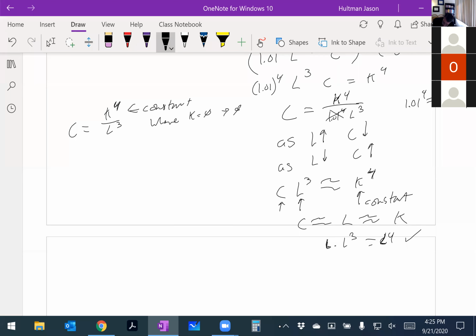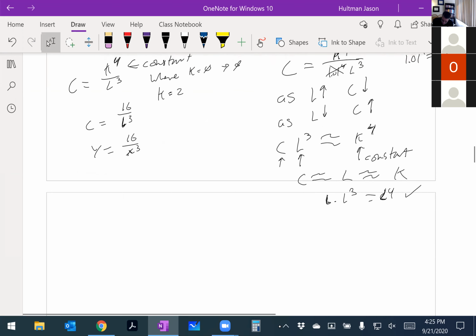Okay, but what if K was equal to, say, 2? What would this look like? Well, it would look like C is equal to 2 to the fourth, which is 16, over L cubed, right? If you think of this in terms of x and y, y is equal to 16 over x cubed. What does that look like? Okay, well, that looks like a rational function. This is a rational equation.